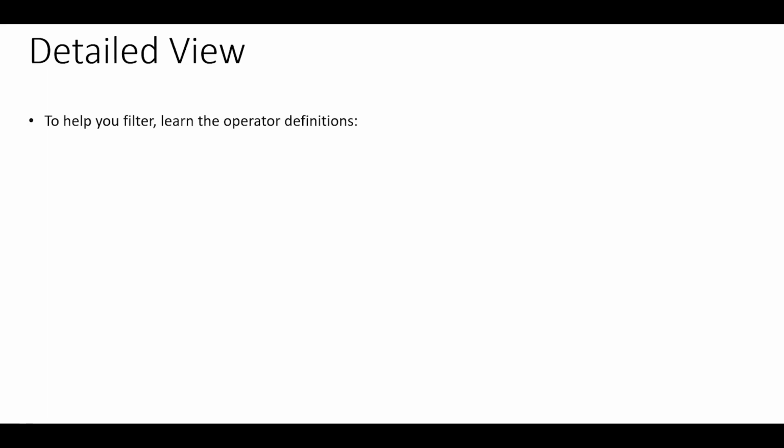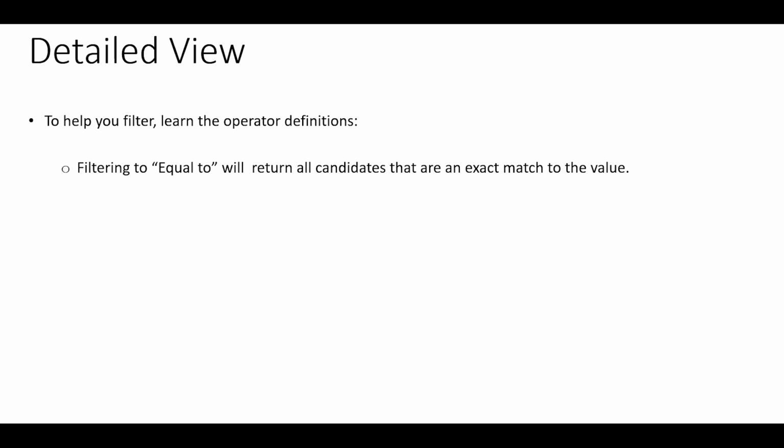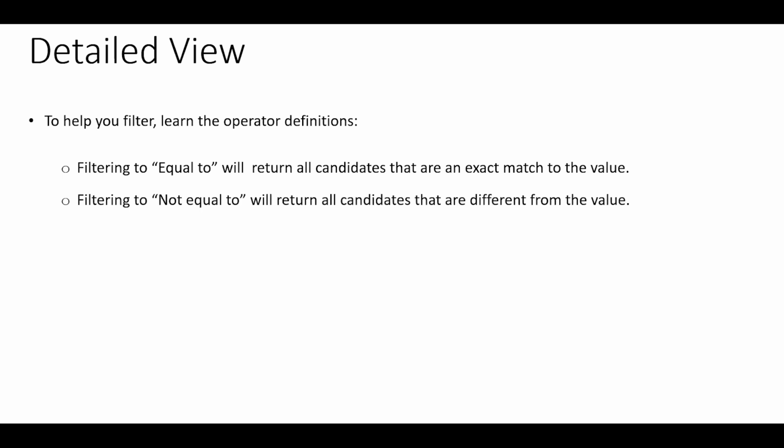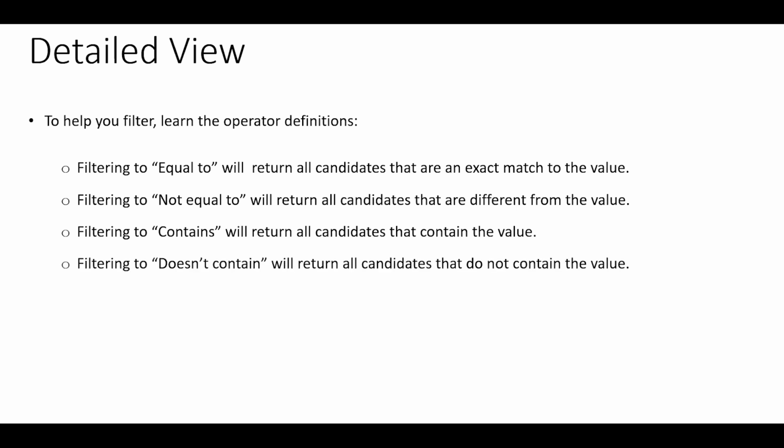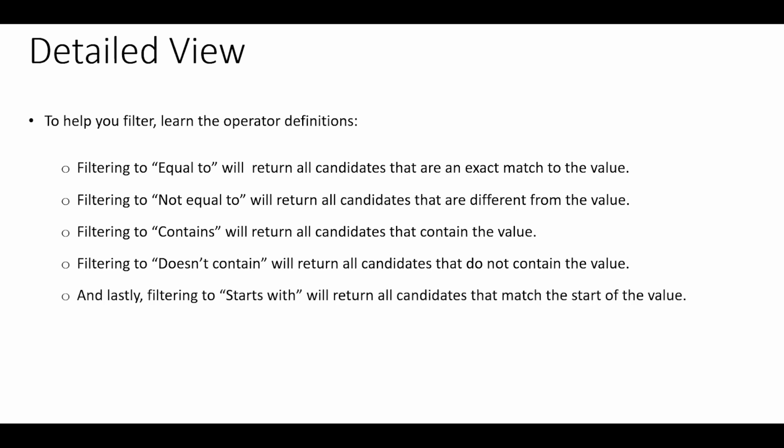To help you filter, learn the operator definitions. Filtering to equal to will return all candidates that are an exact match to the value. Filtering to not equal to will return all candidates that are different from the value. Filtering to contains will return all candidates that contain the value. Filtering to doesn't contain will return all candidates that do not contain the value. And lastly, filtering to starts with will return all candidates that match the start of the value.